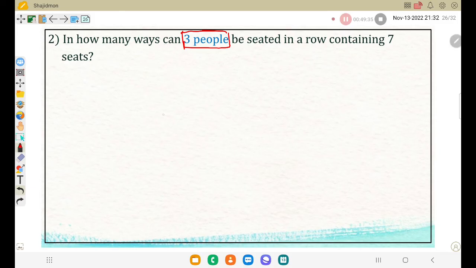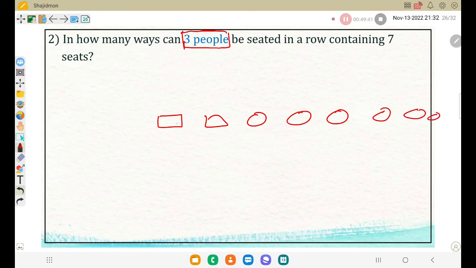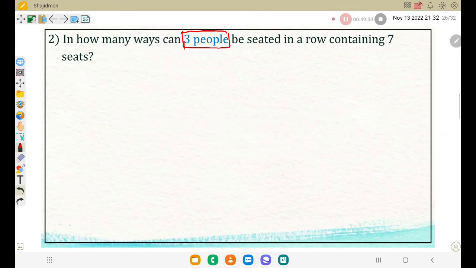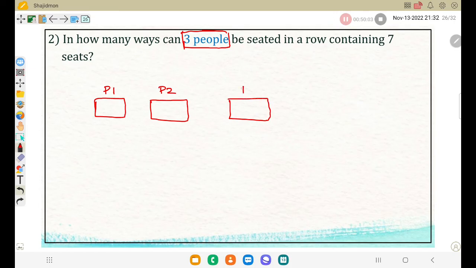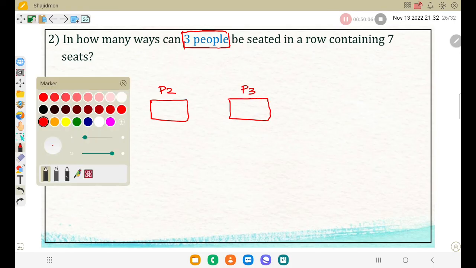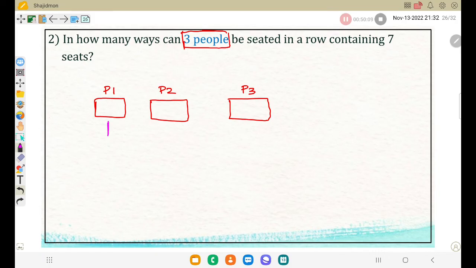This is the question. For example, see, one seat, second seat, third seat, fourth seat, 7 seats like this. One person can sit here, he can sit here, second seat, third seat, fourth seat, correct? So how many ways can he sit in the 7 seats? That is the question. How many people can you think of? This is person 1, this is person 2, this is person 3. Now, for person 1, how many seats are available? 7 seats. So he can sit in any of the 7 seats, correct?